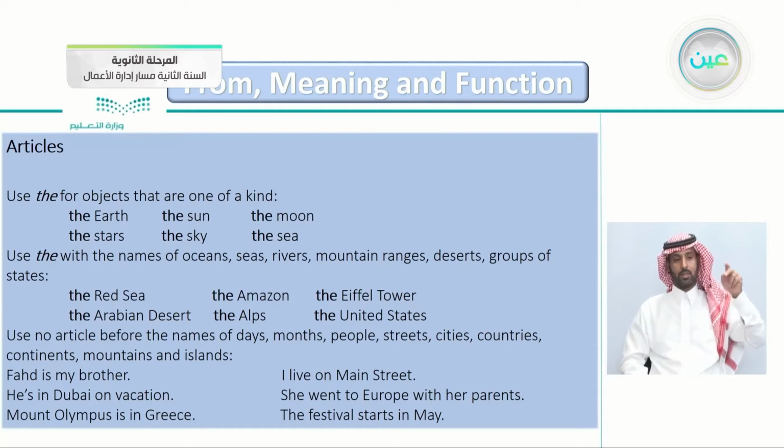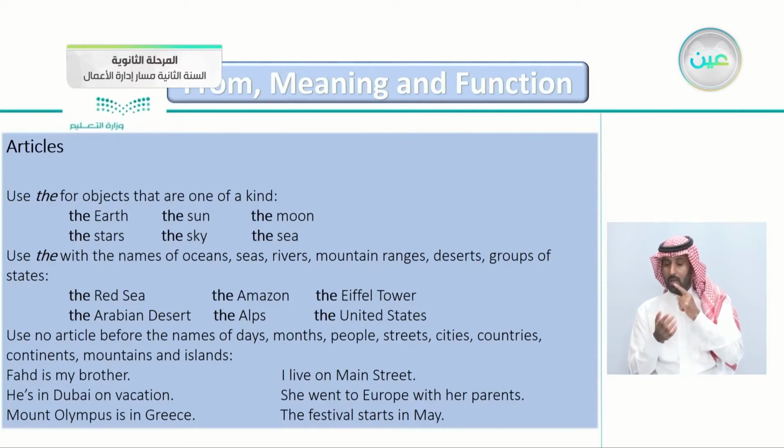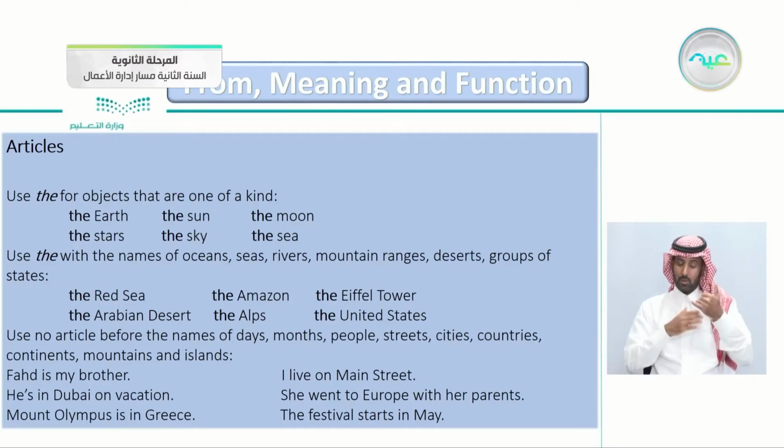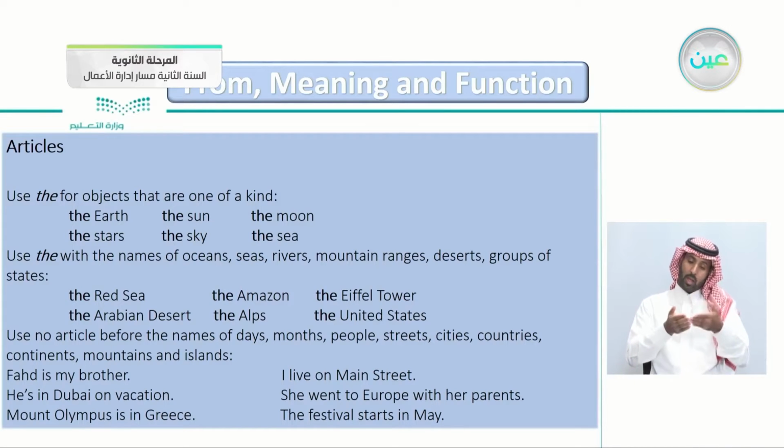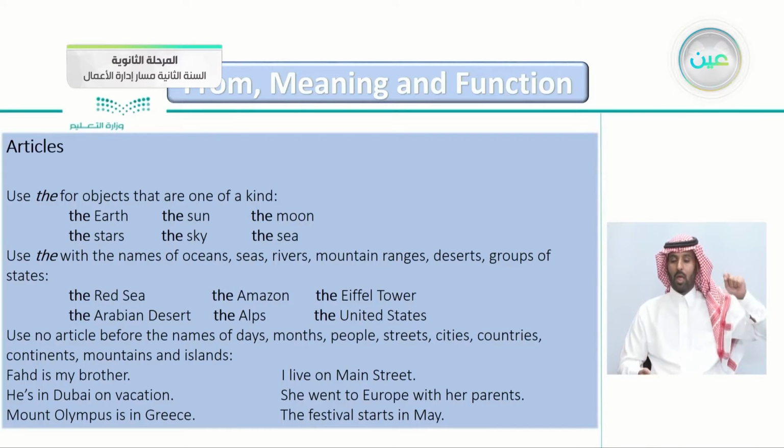We use the with names of oceans, seas, rivers, mountain ranges, deserts, and groups of states. For example, you say the Red Sea, the Amazon, the Eiffel Tower. This is one of a kind. The Arabian Desert, the Alps, the United States. So again, we use the with oceans, seas, rivers, mountain ranges, deserts, and groups of states.